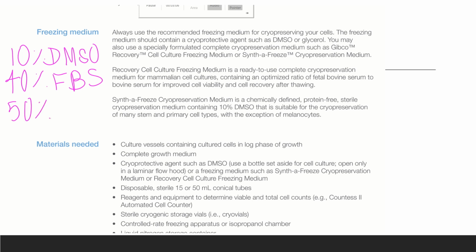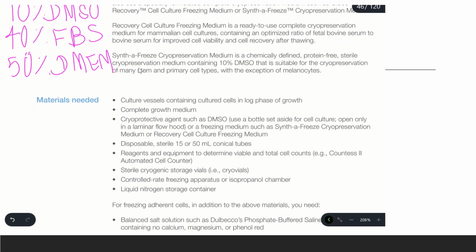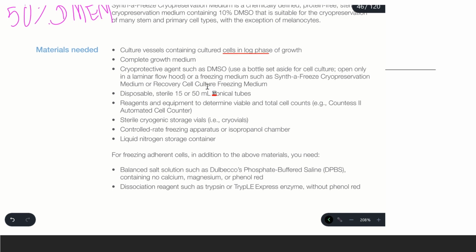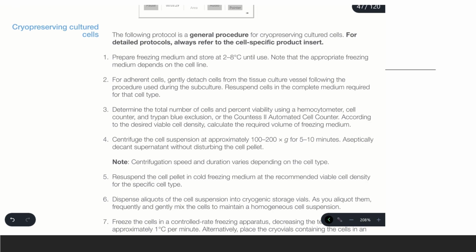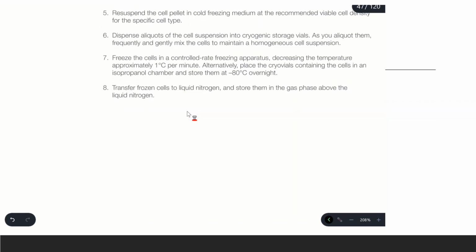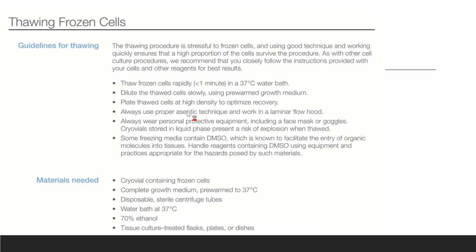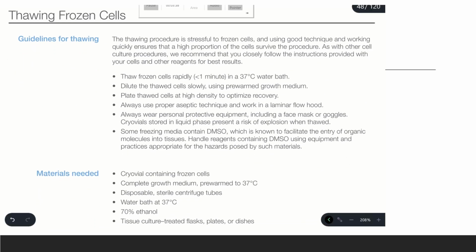The normal freezing media that we make is 10% DMSO, 40% FBS, and 50% normal base media, so DMEM or any other base media. Remember that we're going to culture cells in the log phase. We're going to go over the protocol for freezing cells in person, and I will be recording it, so I'll upload the video for you to practice.